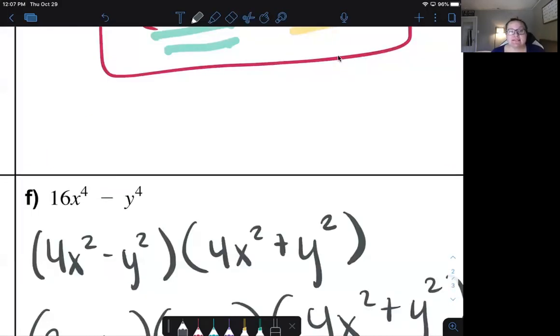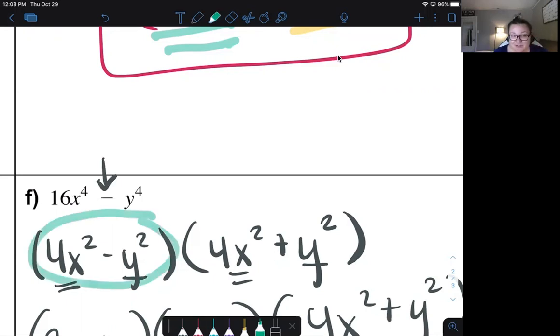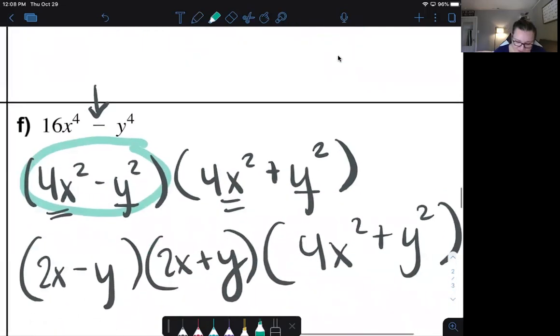So I noticed that 16x to the fourth is really 4x squared times 4x squared, so we have a perfect square. y to the fourth is y squared times y squared, so we have a perfect square. And they're being subtracted, so one of my factors has a negative, one of my factors has a positive. But then I also noticed that 4x squared minus y squared is another perfect square because 2x times 2x is 4x squared and y times y is y squared.